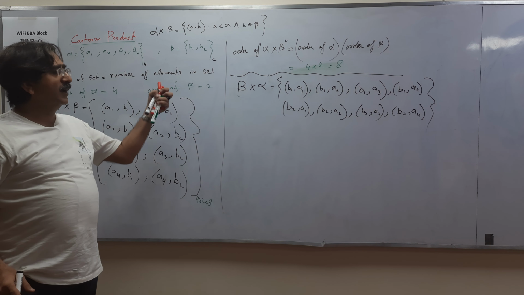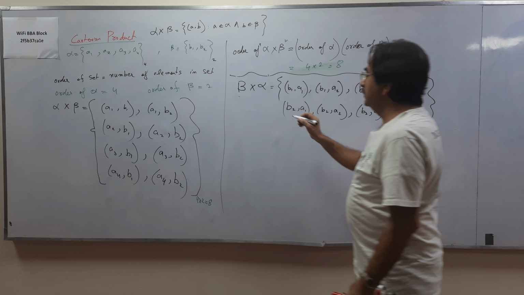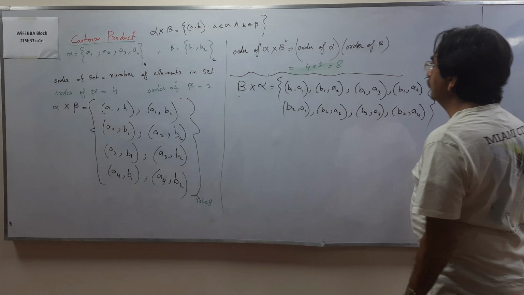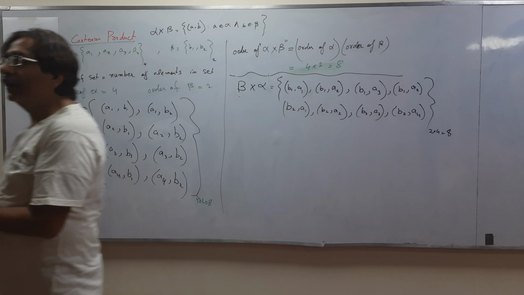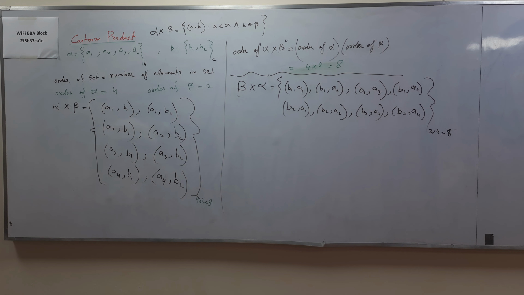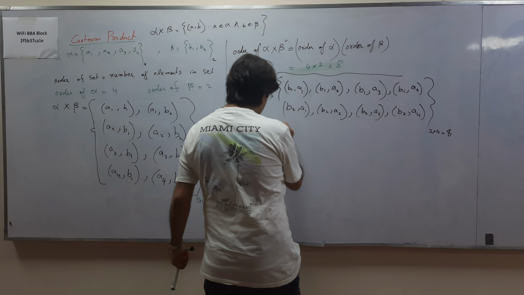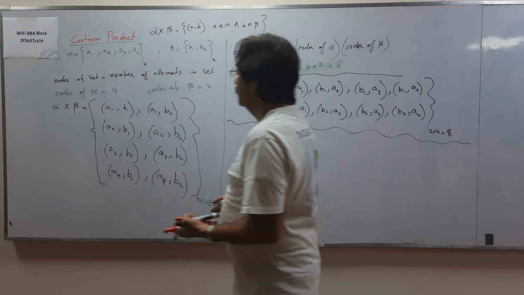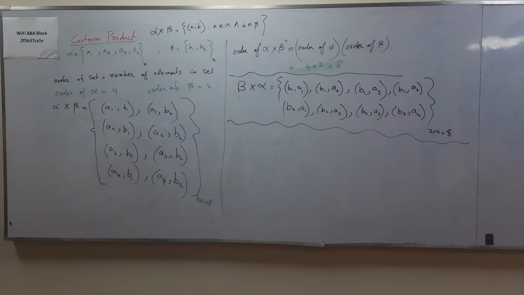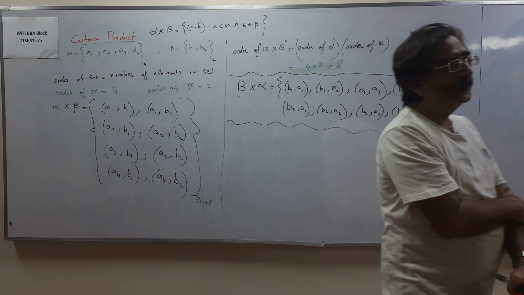And you know that alpha cross beta is not equal to beta cross alpha. So what is the order? The order will be the same. That will be 2 times 4, which equals 8. So that will be the total number of elements. Okay. So this is an example of the Cartesian product, which represents the relationship between alpha and beta. Okay, any question?